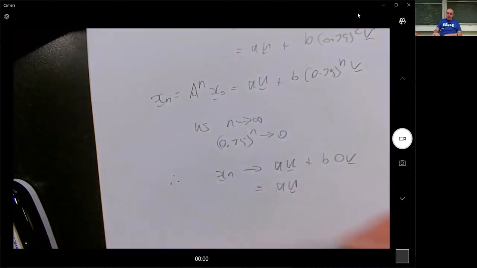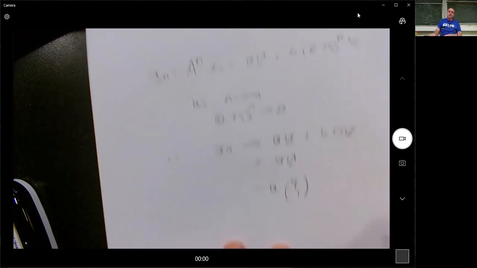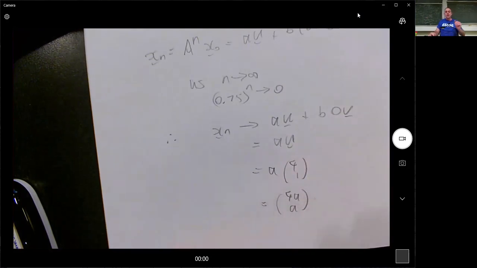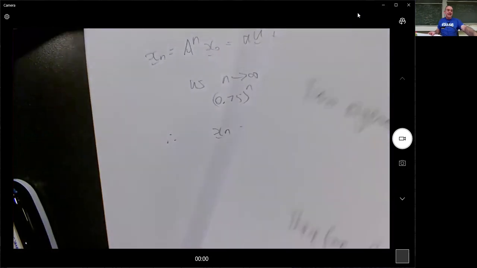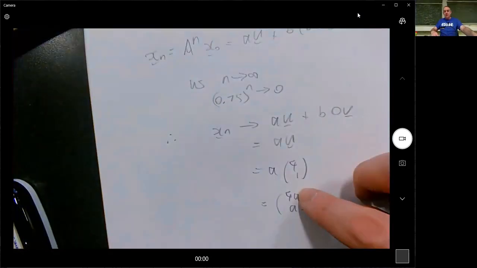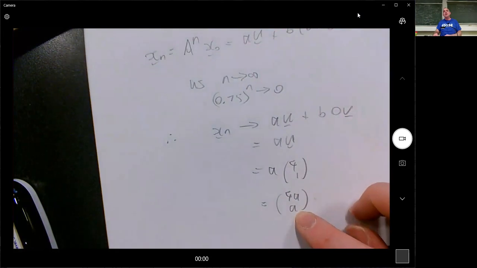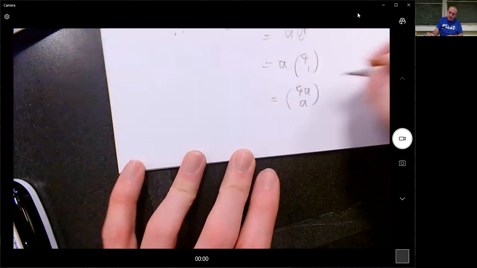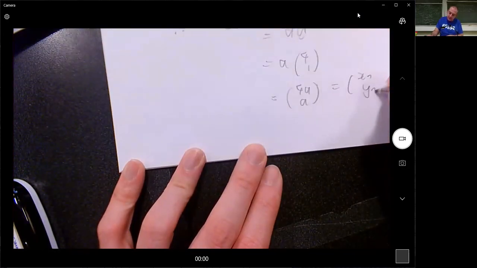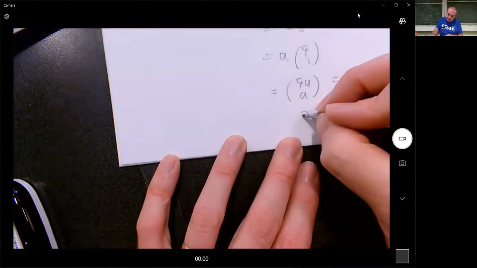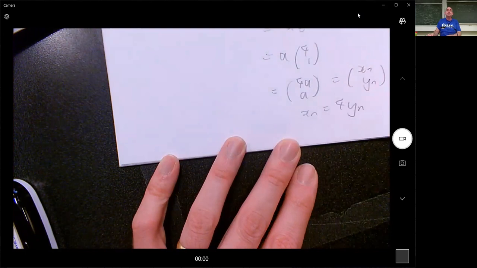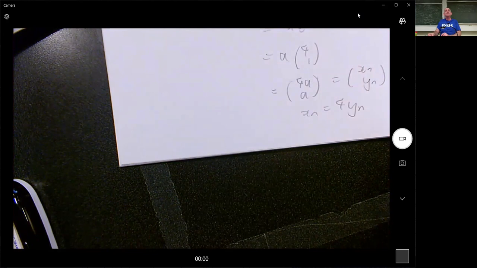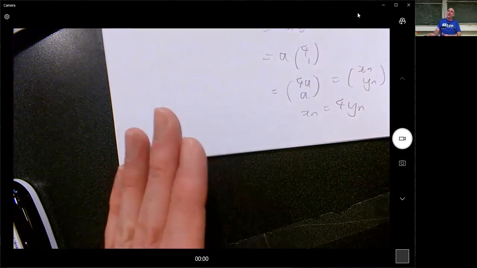But just wait. This is a times 4, 1, right? Which is 4a. And that means that regardless of what a is, the number in the x position is 4 times the number in the y position. So if this is xn, yn, then xn is 4 times yn. So there's going to be 4 times as many people in the city as there are in the country. Eventually.